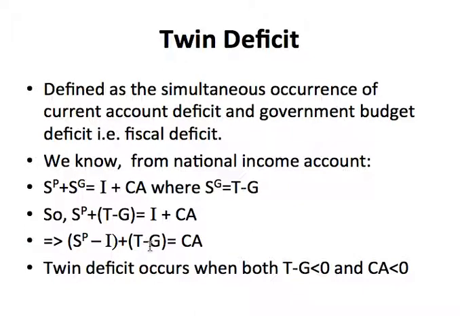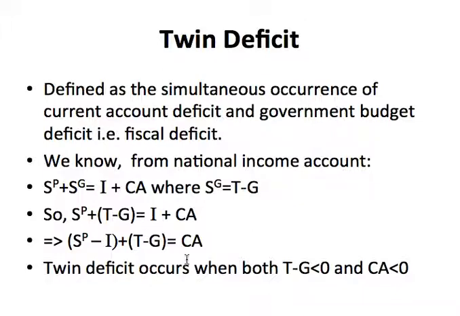T minus G. If T minus G is negative, then basically we have a deficit, but if T minus G is greater than 0, we say we have a government budget surplus. Anyway, so we have private savings minus investment plus government deficit is equal to current account balance. Now we have a twin deficit when both T minus G and CA are negative. That is, your government expenditure is greater than the amount of taxes that the government is raising, and at the same time you are importing more than you are exporting.